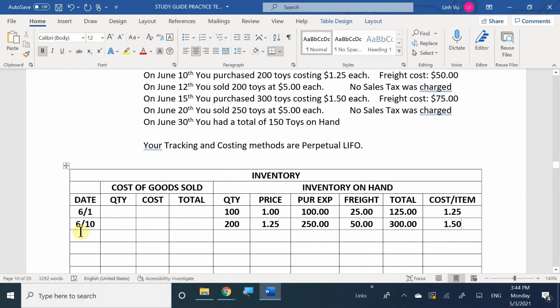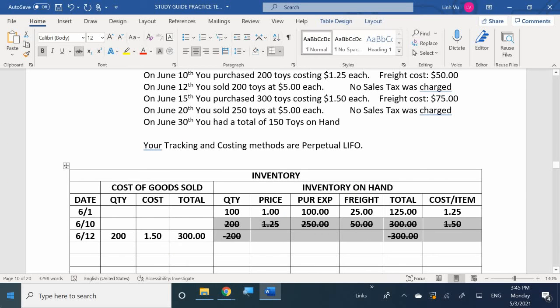So in this case, how am I going to recognize this? Cost of goods sold, 200. Cost per item, 150. And then the total is 300. So here, I'm automatically taking out this 200. So therefore, I no longer even have this anymore since I sold this one, right? That was the last batch I purchased. And now that it's gone, I'm going to clear it out from my inventory. Okay.